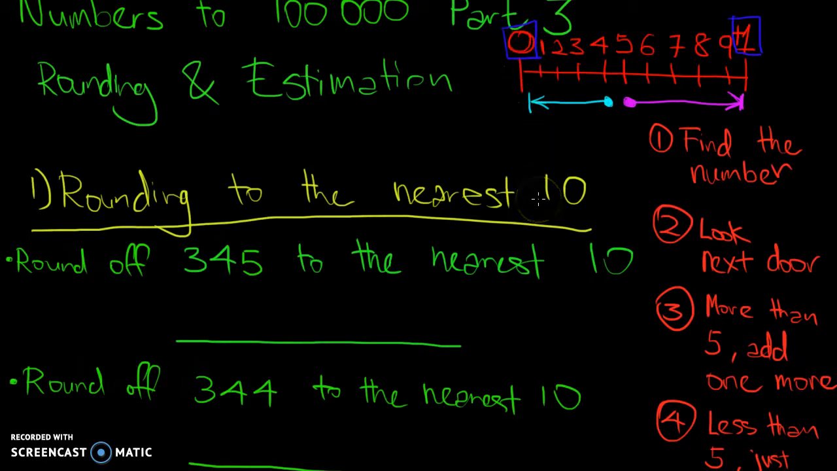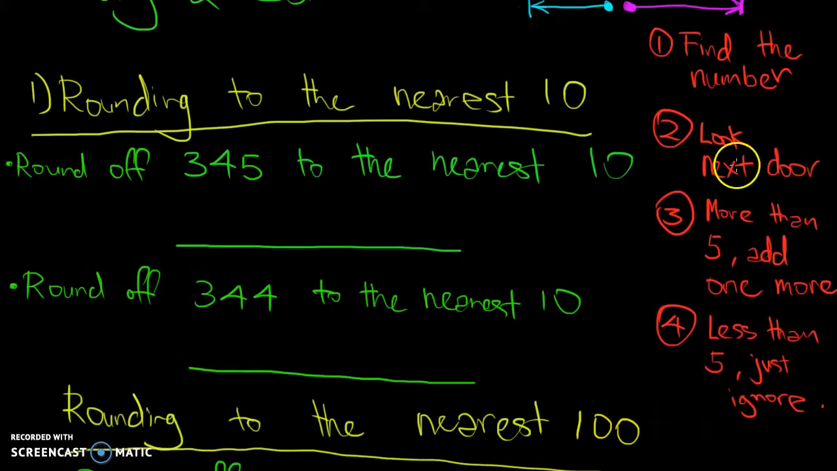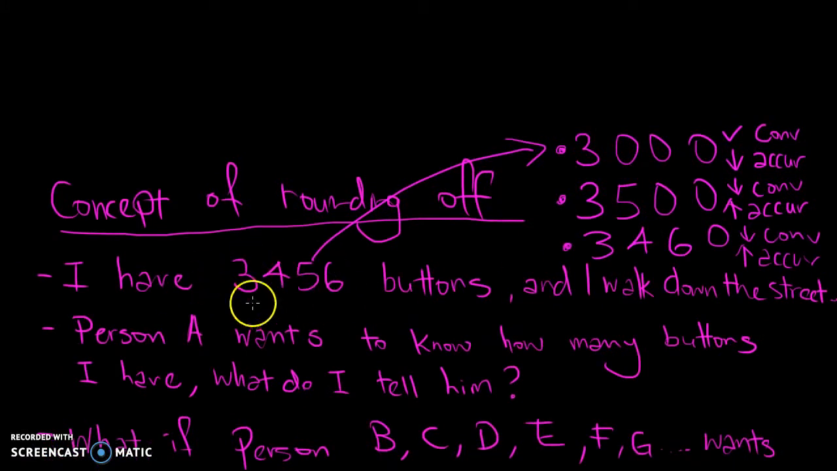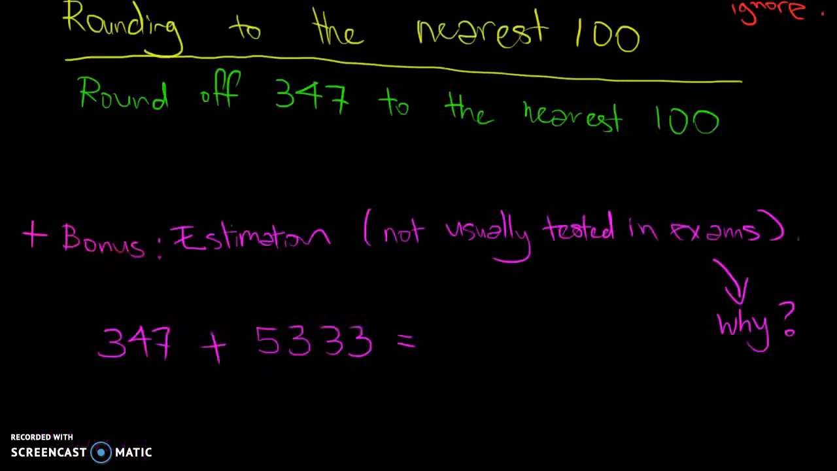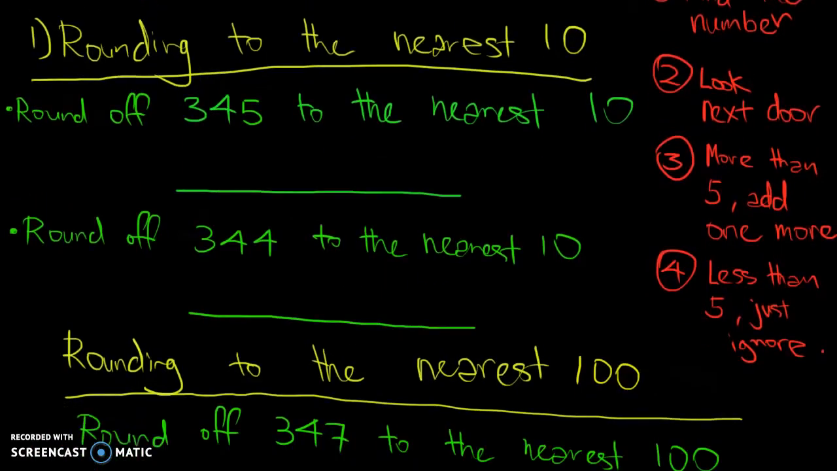Okay, so now let's go to an actual question so that you actually know what's happening. Be patient. Let's say you are asked to round off 345 to the nearest 10. This is the number I want to round off, I want to simplify. Remember the example just now? I have a certain number and I want to simplify it. So I have the number 345, and I want to round it off to the nearest 10.